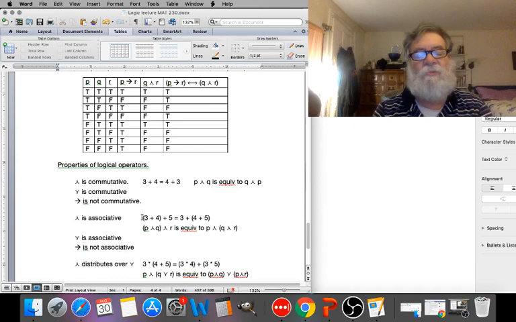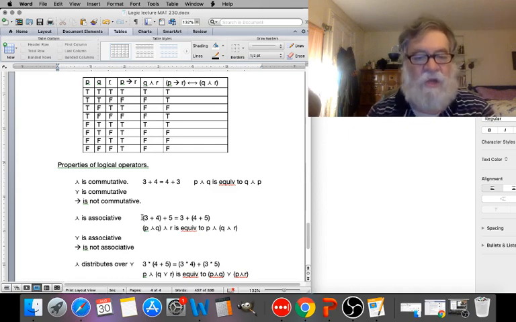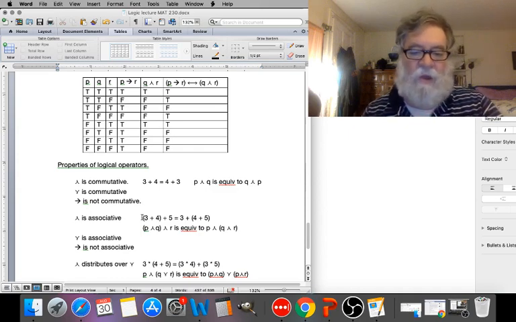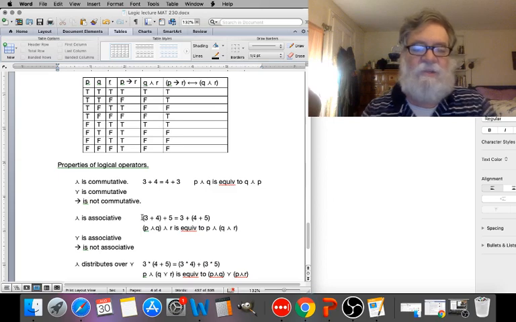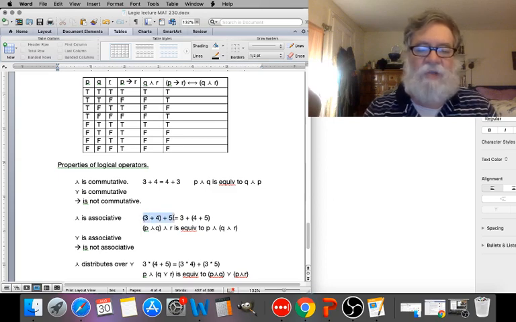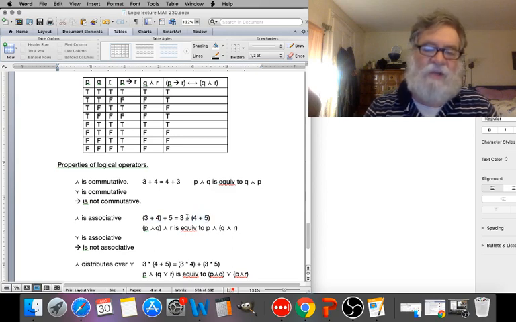Think about the difference between commutative and associative with numbers. With the numbers 3, 4, and 5, when you say that it's associative, you mean that if you have 3 numbers and you add them twice, it doesn't matter whether you parenthesize the first addition and do that addition first and then do the second addition, or whether you do the second addition first and then do the first addition. You get the same result.